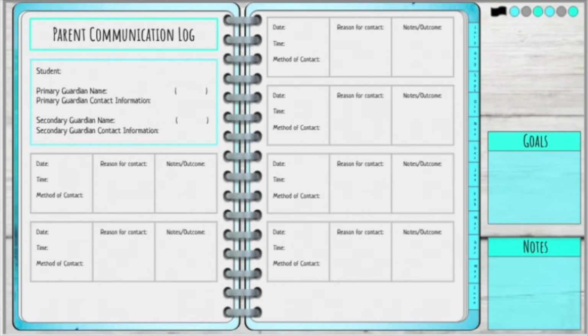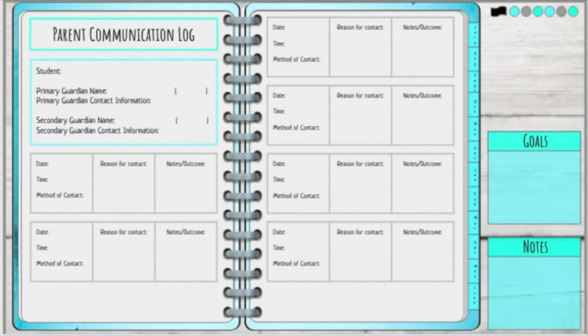Parent communication log. Again, we want to make sure that not only are the students safe, but that teachers are safe and that all of their insurances are covered in this planner. So you have a place to put who the student is, who the primary guardian is, secondary guardian, and then a log for communication. When were you communicated with? When did you communicate with them? What time? How? What was the reason? And what was the outcome?